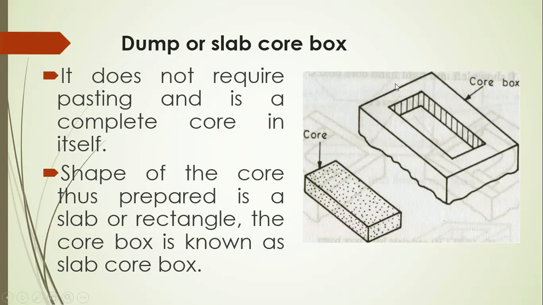In this figure, whatever box you are seeing, that box has a core cavity at the center in which we have to ram the cores, and after ramming of the cores we have to take out the core, and after baking that core is ready to place inside the mold cavity. It does not require any pasting and is a complete core in itself. Shape of the core thus prepared is a slab or rectangle. That's why this type of core box is called a slab core box.